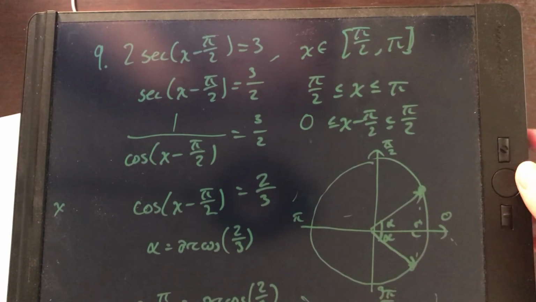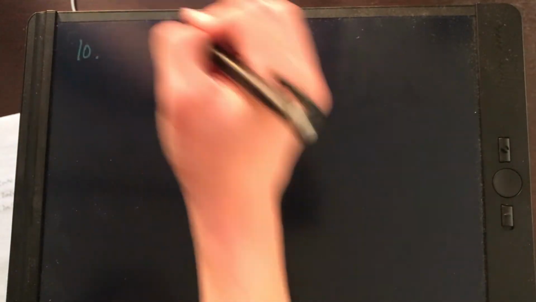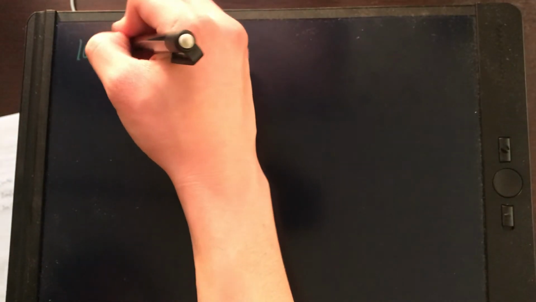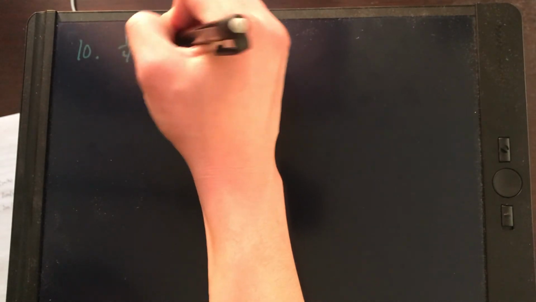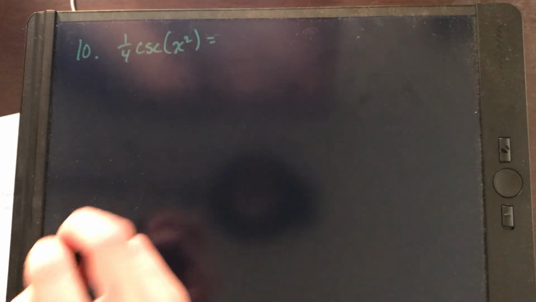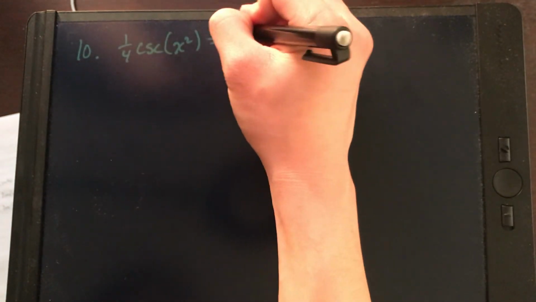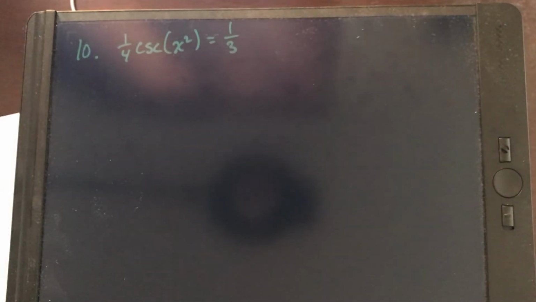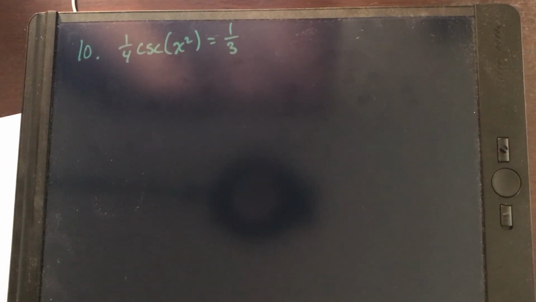Last of all, we're going to look at a fun example. Well, I consider it fun. Maybe you don't like it. And you probably won't see this in your class because it doesn't show up very often in applications. But we have 1/4 cosecant of x squared, interesting, is equal to 1/3. No restrictions, so you need to find the general solution.